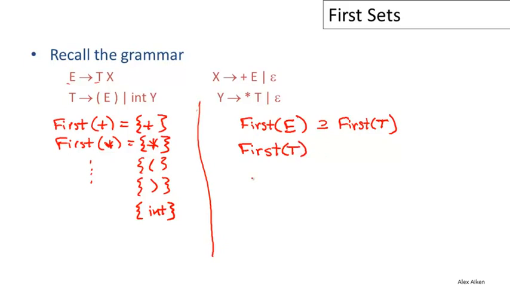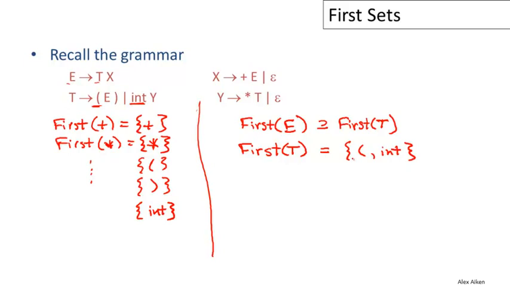Now, the first of T is actually pretty easy because if we look at the productions for T, we can see that they produce terminals in the first position. All right, so the only possibilities in the first of T are open paren and int. And since there are only two productions for T and both of them have a terminal in the very first position, there are no other terminal symbols that could be produced in the first position by T. So we can just read off the first of T directly from the grammar. And it's the open paren and int.